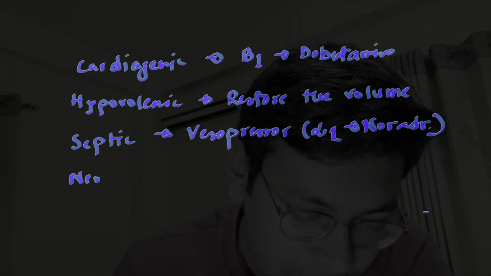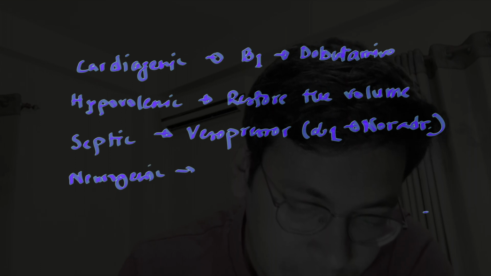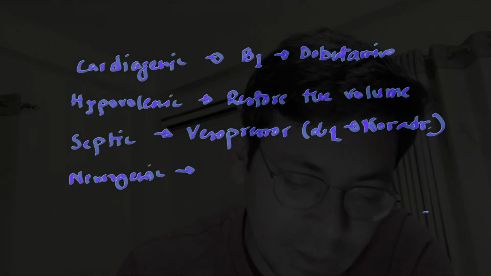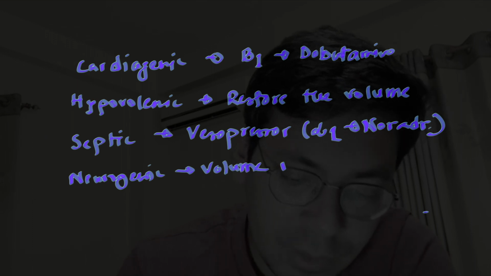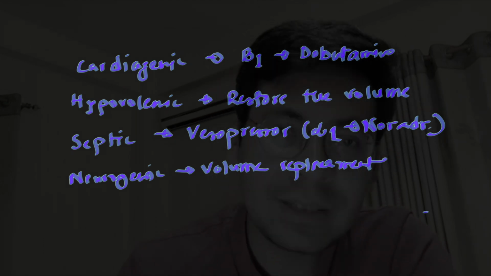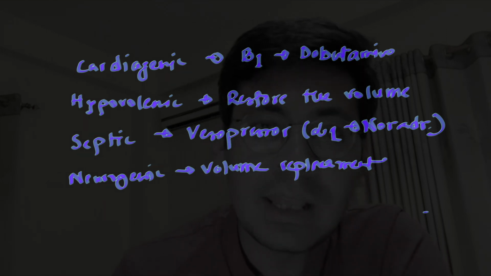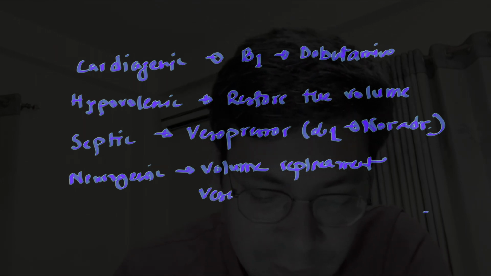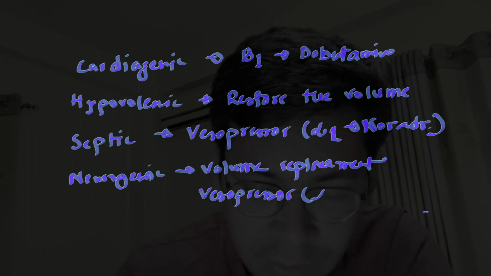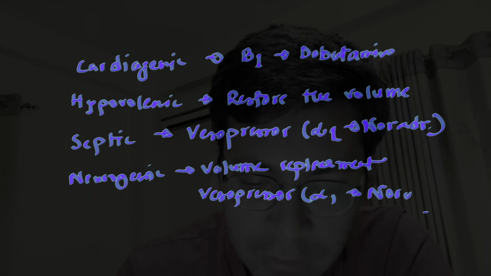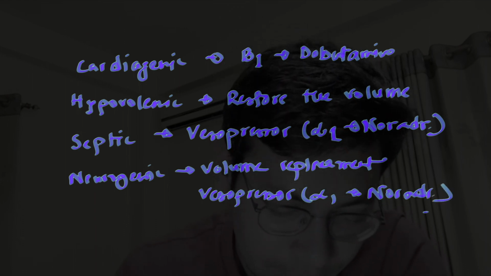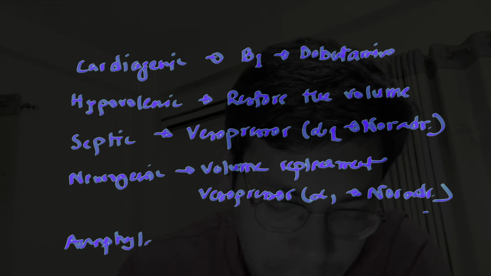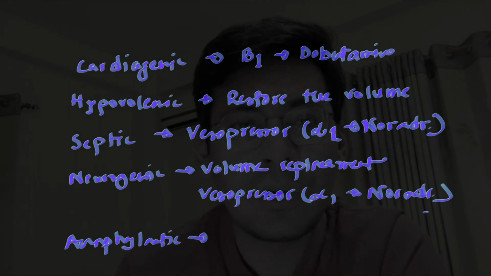In case of neurogenic shock, what you need to do? Here the first treatment is volume replacement. If the volume is replaced, it should improve the parameters of the neurogenic shock. But if only volume replacement does not improve the condition, in that case we also have to use vasopressor, just like septic shock. What are the vasopressors? Those acting on alpha 1, that is noradrenaline.